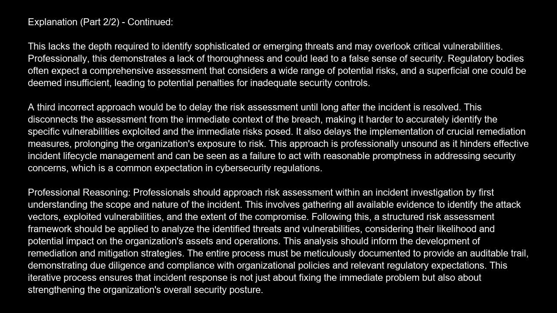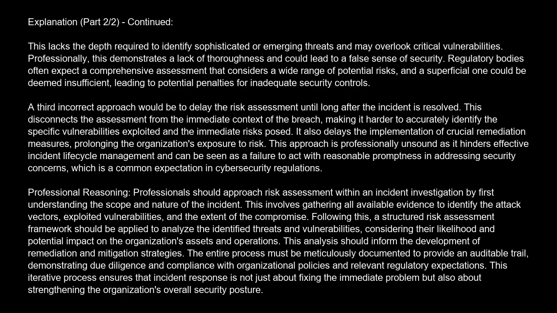Professional reasoning. Professionals should approach risk assessment within an incident investigation by first understanding the scope and nature of the incident. This involves gathering all available evidence to identify the attack vectors, exploited vulnerabilities, and the extent of the compromise. Following this, a structured risk assessment framework should be applied to analyze the identified threats and vulnerabilities, considering their likelihood and potential impact on the organization's assets and operations. This analysis should inform the development of remediation and mitigation strategies.